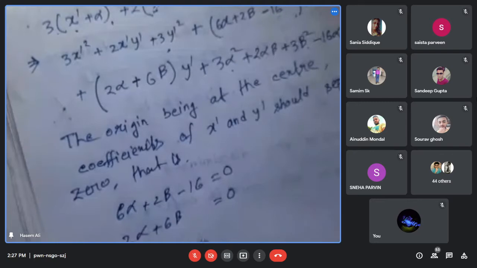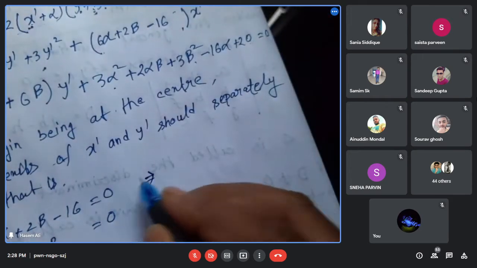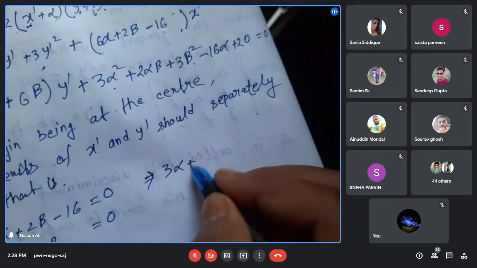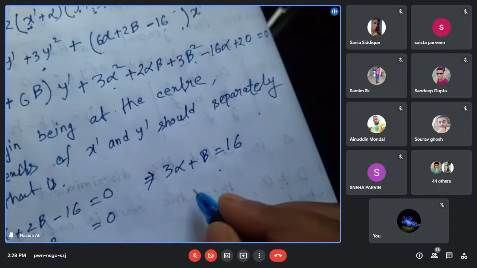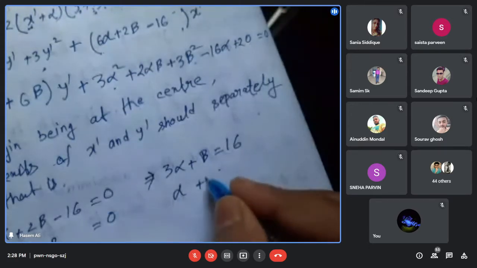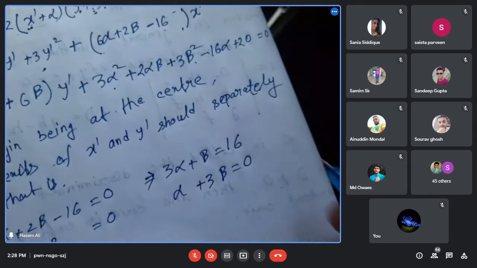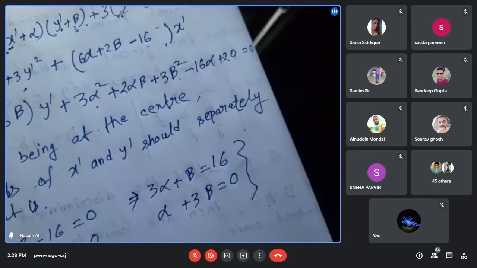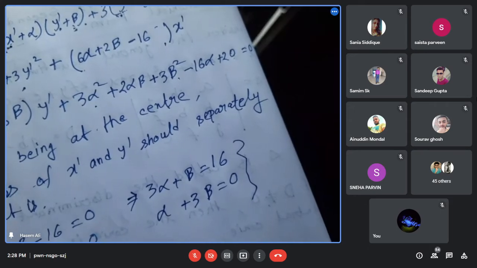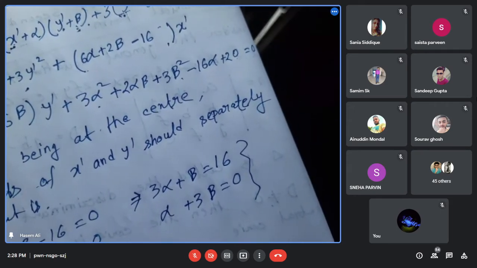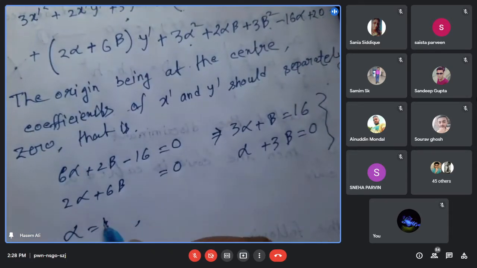Now solve this pair of equations quickly. Also, this is 3 alpha plus beta equals 16, and alpha plus 3 beta equals 0. Solve these equations. What are the values of alpha and beta?